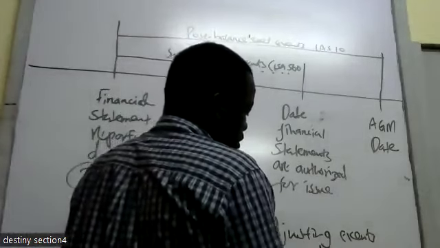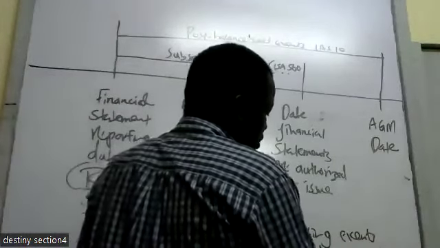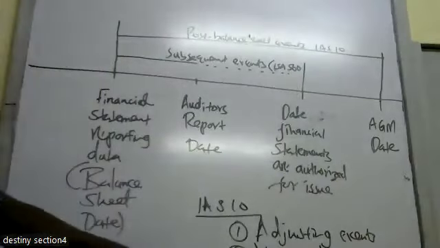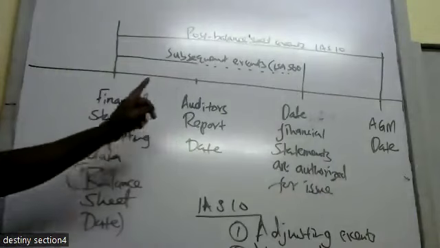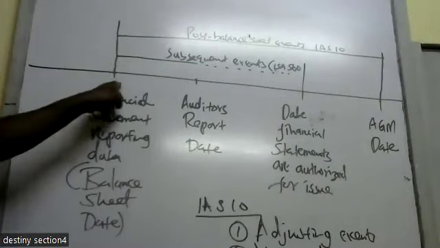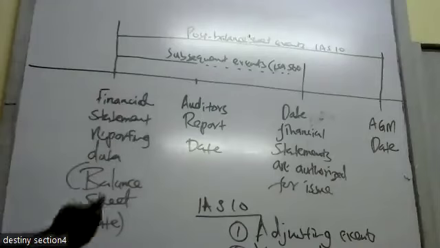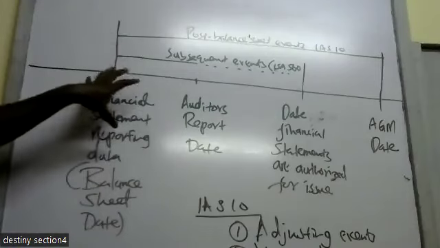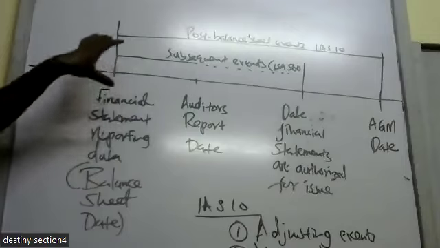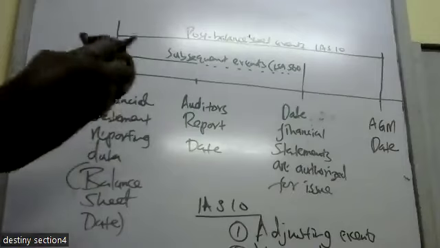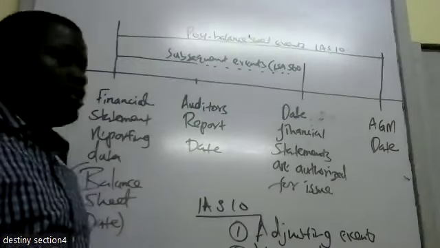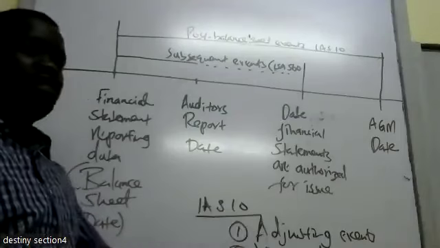Number two, look out for the non-adjusting events. They do not provide evidence of conditions that existed at the reporting date. They relate to matters arising after the reporting date, but do not give evidence of the condition which existed then. They have nothing to do with the matters that were existing then. They arose later.